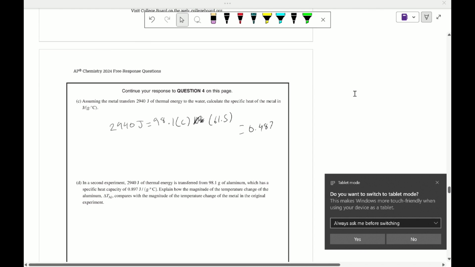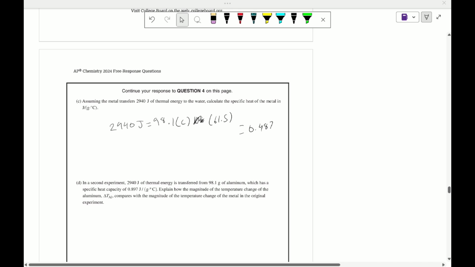Basically, part D is asking how the mysterious metal compares with the aluminum in terms of temperature change. Since that metal had a 0.487 heat capacity and aluminum has a higher one, the temperature change of that metal would be higher than the aluminum.